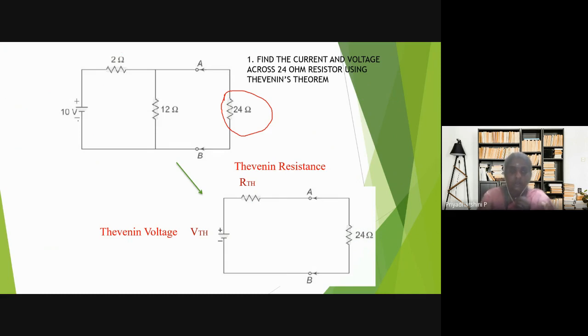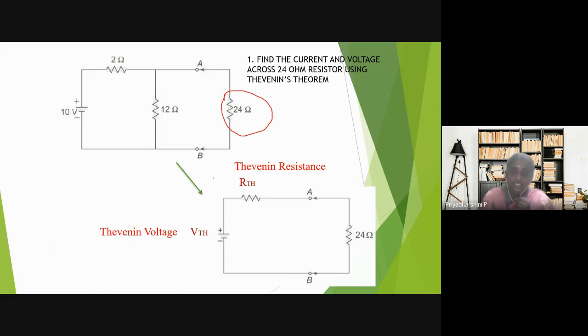Here this is our network. It has a voltage source of 10 volts and resistances of 2 ohms, 12 ohms and 24 ohms. The current has to be found across the 24 ohm resistor, so we are going to use Thevenin's theorem. This circuit can be converted to a Thevenin's equivalent circuit.